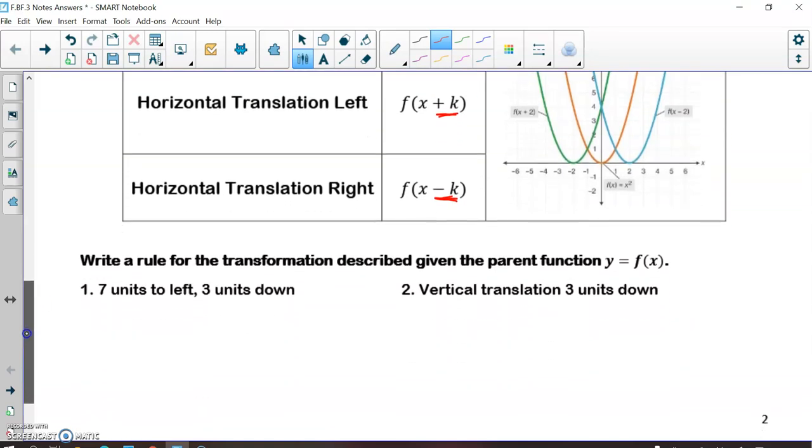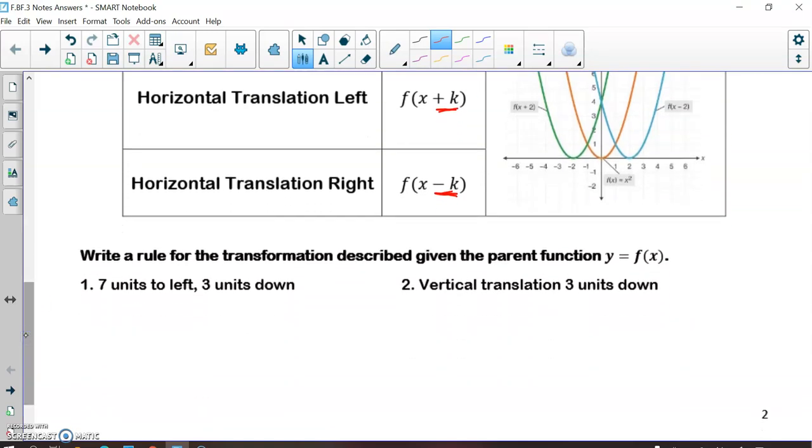So, for example, we're going to write a rule for the transformation described given the parent function. So my parent function is y is equal to f of x. We want to translate left 7 units and 3 units down. So our function would be y is equal to f of x, and going to the left, remember, is you're adding your k value on, so plus 7. And then going 3 units down means you're subtracting 3 from your function. So that would be our rule.